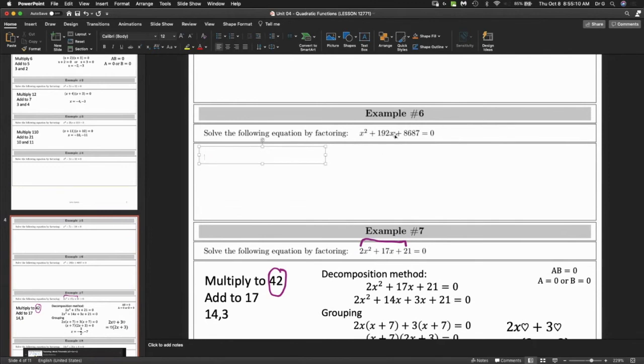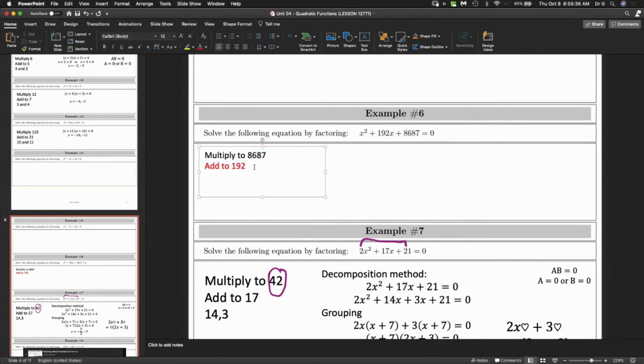Instead of doing these things where you have to multiply to 8687 and add to 192, the mistake you might make in this question, if you have a calculator, is this one here. Don't try to satisfy that one. Satisfy this one. This one's easy to do.